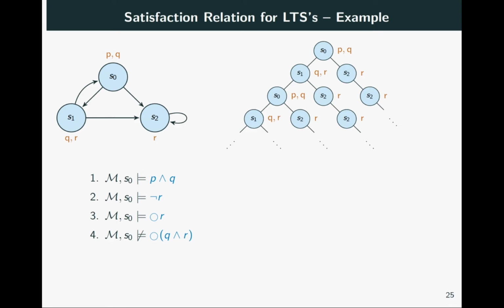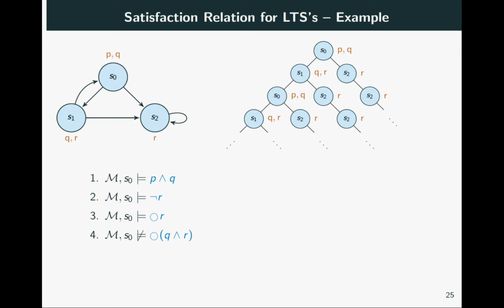On the other hand, our LTS does not satisfy in state S0 the formula next Q and R. This is because there exists a path, the one going through S2, which at the second position does not have both Q and R holding, but only R. So this particular path does not satisfy next Q and R, which means that our entire LTS does not satisfy next Q and R.